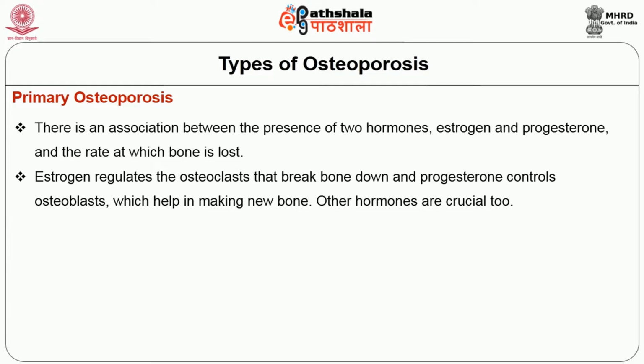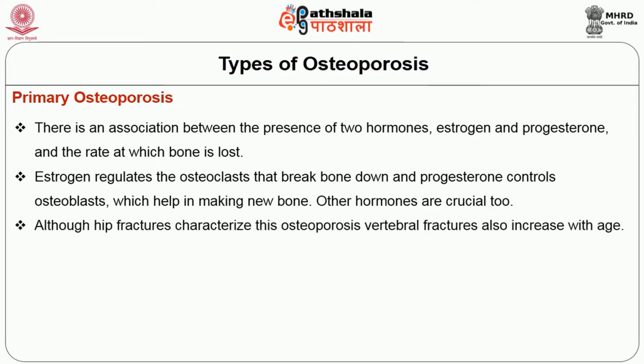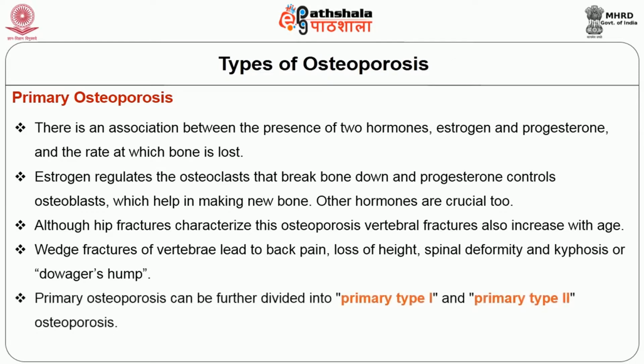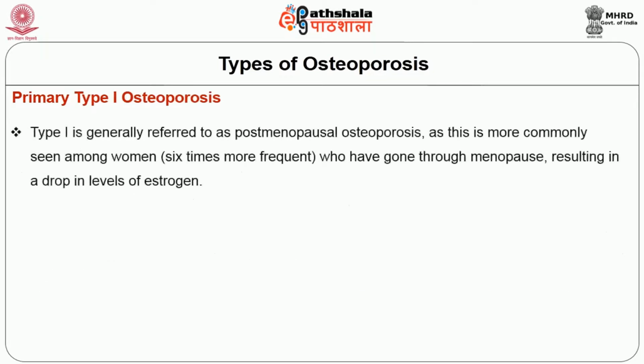There is an association between the presence of two hormones, estrogen and progesterone, and the rate at which bone is lost. Estrogen regulates the osteoclasts that break down bone, and progesterone controls the osteoblasts, which help in making new bone. Other hormones are also crucial. Although hip fractures characterize this osteoporosis, vertebral fractures also increase with age. Wedge fractures of the vertebrae lead to back pain, loss of height, spinal deformity, and kyphosis or dowager's hump.